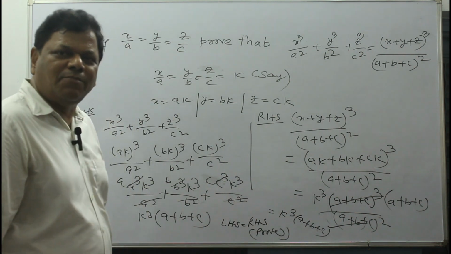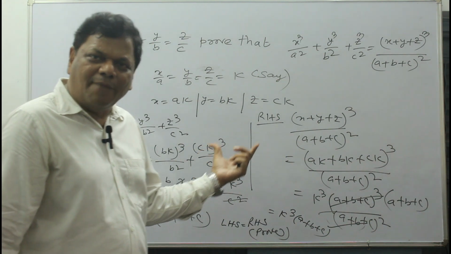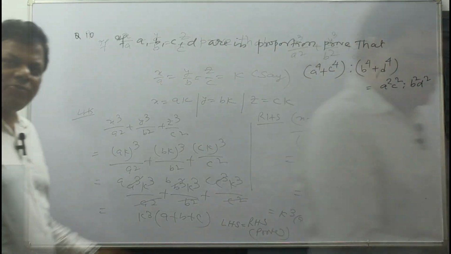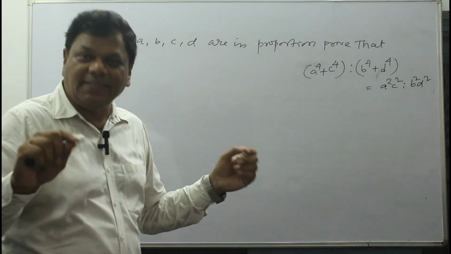This way you have to do this type of sum. Now we have to do one more new type of sum. So please copy this. I am coming for the next part. Now see the second sum, the next sum, what is given? It is little different than the previous one.